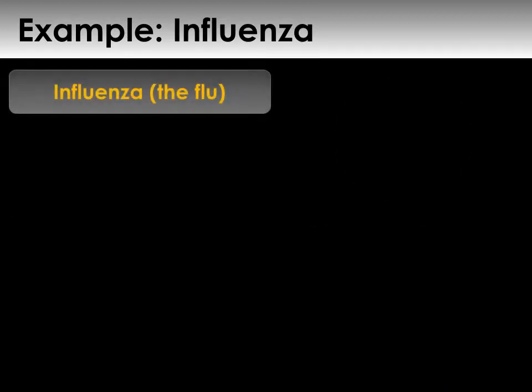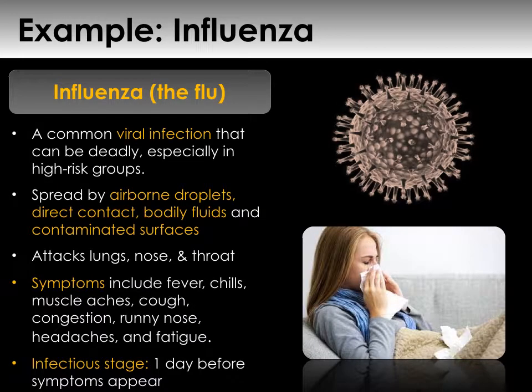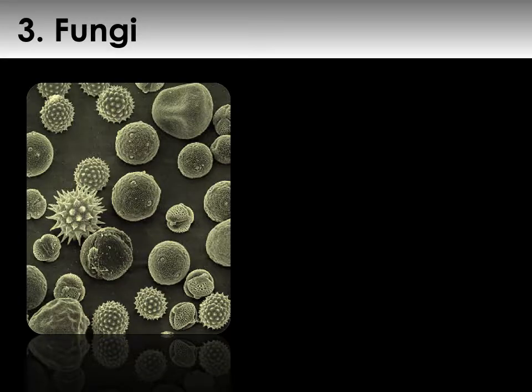Another example is influenza. Influenza is a common viral infection that can be deadly, especially in high-risk groups. It's spread by airborne droplets, direct contact, bodily fluids, and contaminated surfaces. It attacks the lungs, nose, and throat. Symptoms include fever, chills, muscle aches, cough, congestion, runny nose, headaches, and fatigue. The infectious stage of influenza begins 1 day before symptoms appear, which makes it much more difficult to treat.